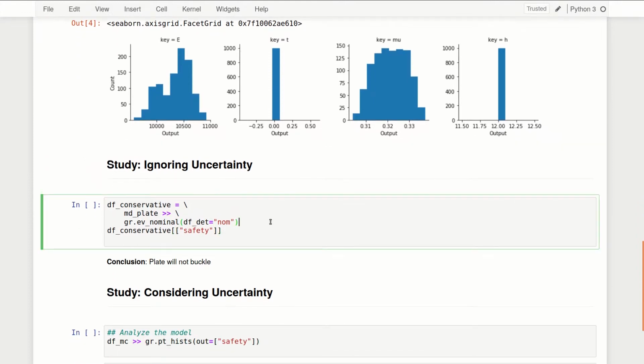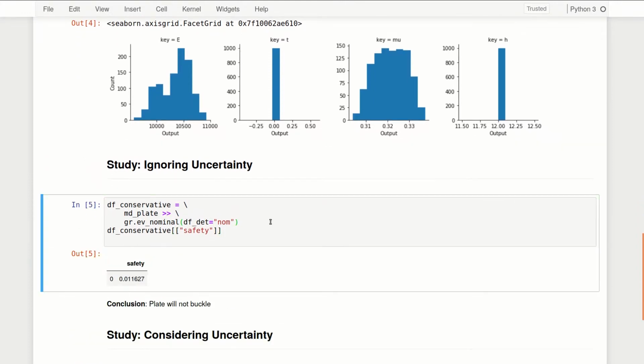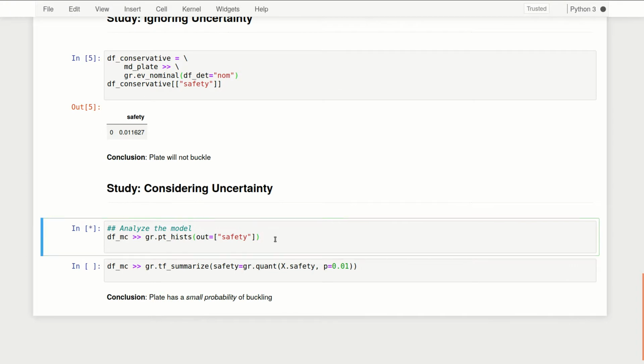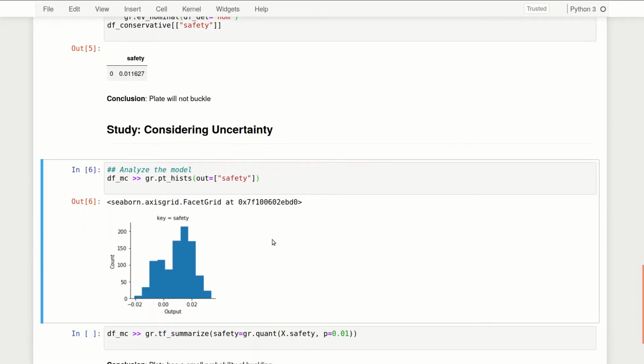Well, let's carry out an analysis ignoring the uncertainty. What we get is a safety value greater than 0, so the conclusion we would draw here is that this plate will not buckle. We would conclude that the plate is safe. However, let's imagine that we didn't ignore the uncertainty. What would we get then?